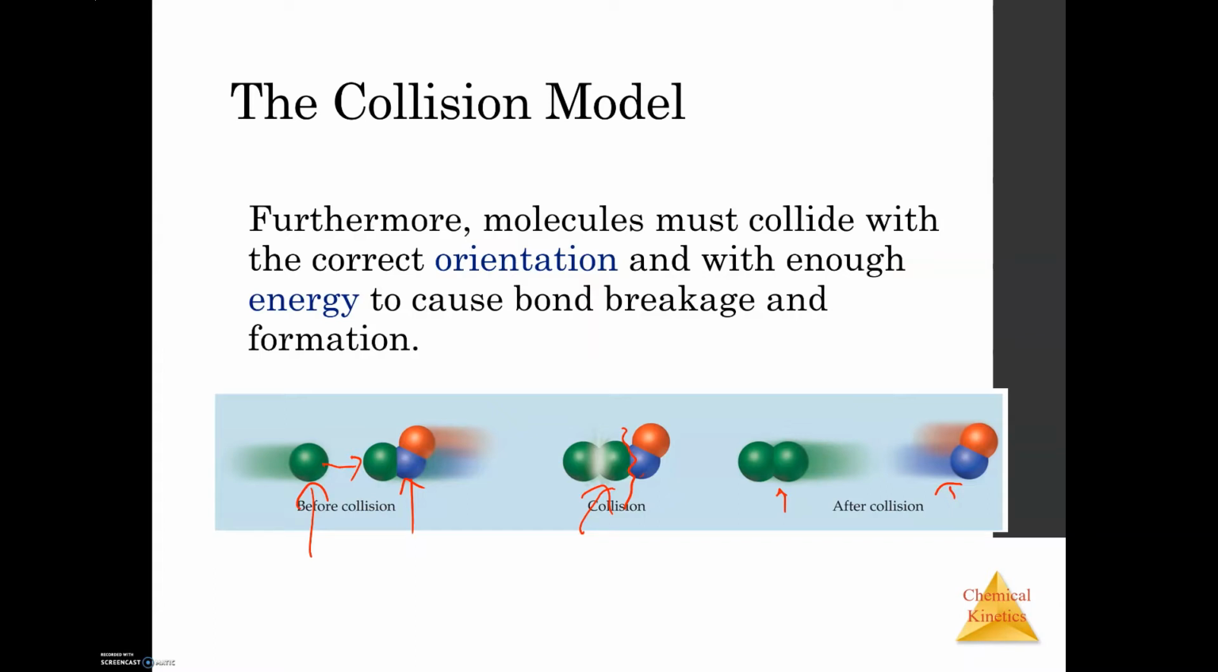Now, the orientation is really important. If this green molecule had collided on the other side, it would not have reacted. In fact, think about the space around you. You have nitrogen gas, you have oxygen gas all around you. They're colliding right now, but that doesn't mean that they're reacting, because it requires a temperature of up to 500 degrees Celsius in order for those molecules to react with each other to form other gases.